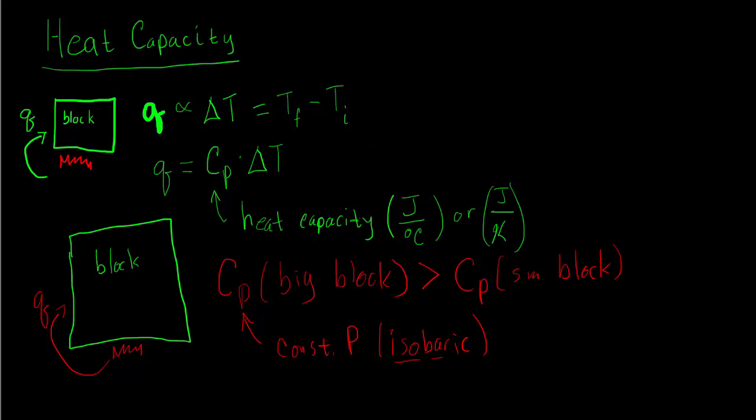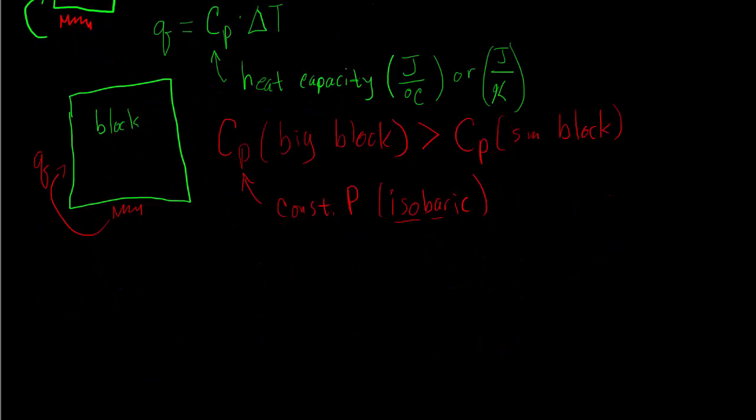And again, C sub P depends on the amount of material that you have. So let's scroll down here a little bit, give us some more space. So C sub P is what we call an extensive property.